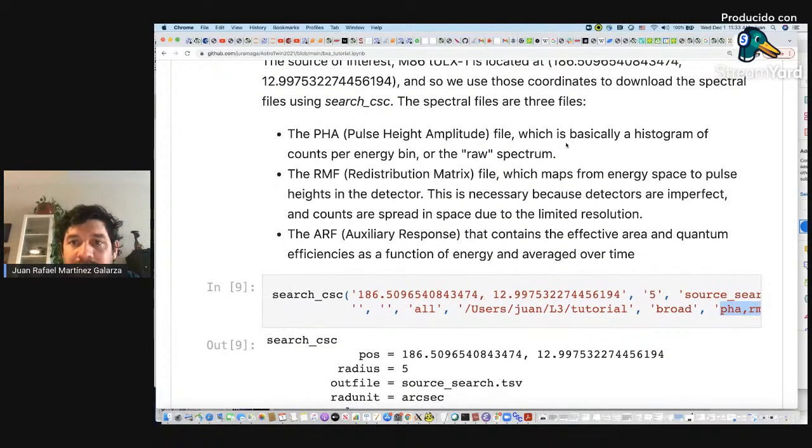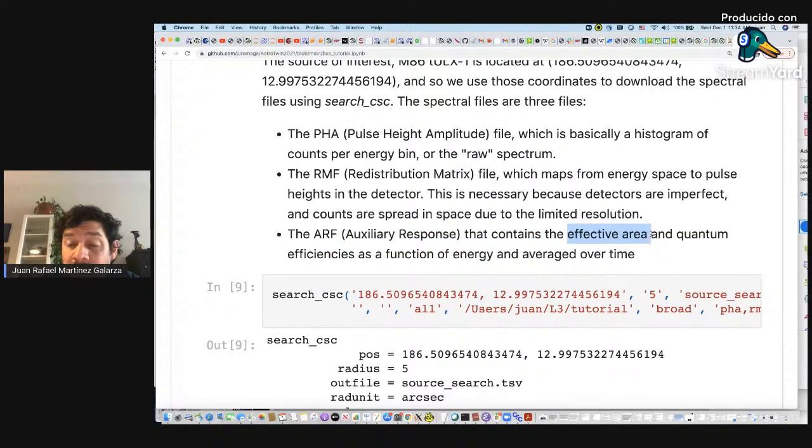The PHA is basically a histogram of the counts per energy bin, or the raw spectrum. This is basically your histogram of how many counts came in which energies, right? And then the other two files that you download are spectral files that help you calibrate your spectrum, either because the photons will spread in space in your detector, because your detector has a limited resolution, and also the response that contains the effective area and the quantum efficiency as a function of energy. So for each wavelength, you will have a slightly different effective area.